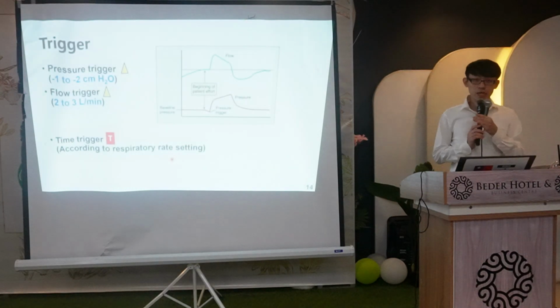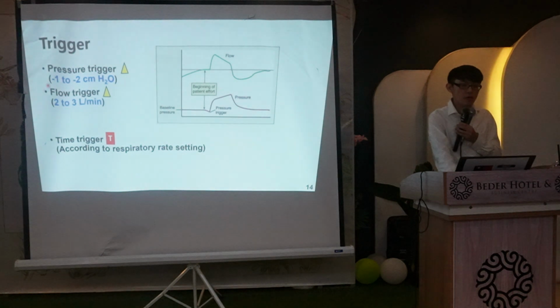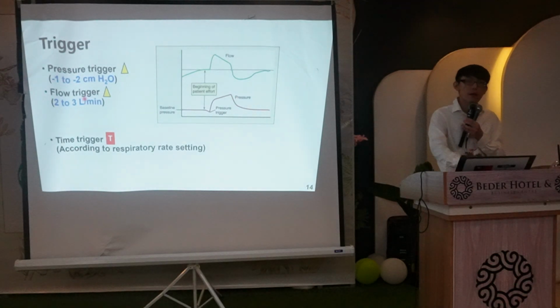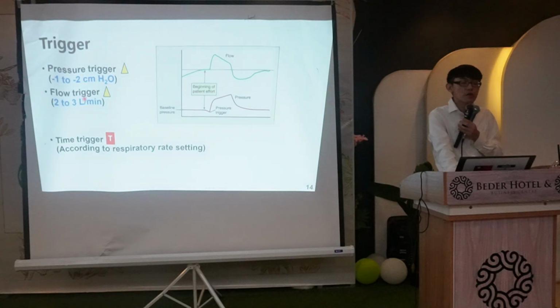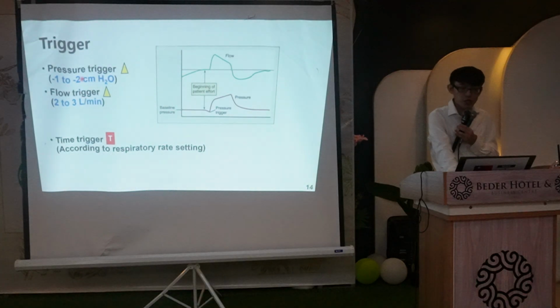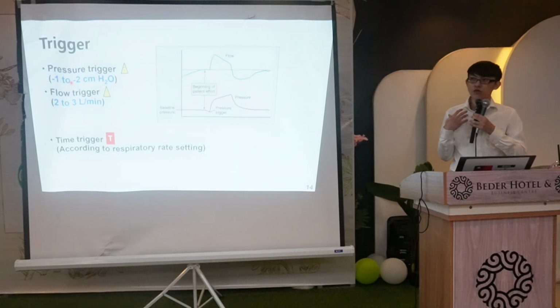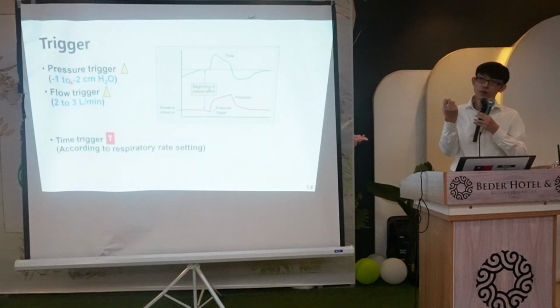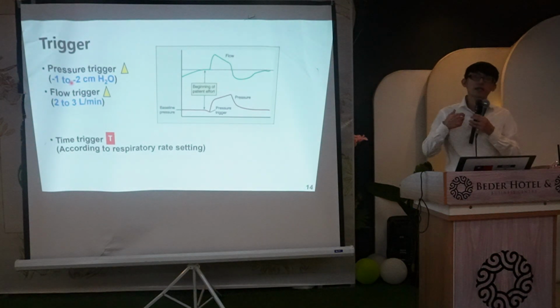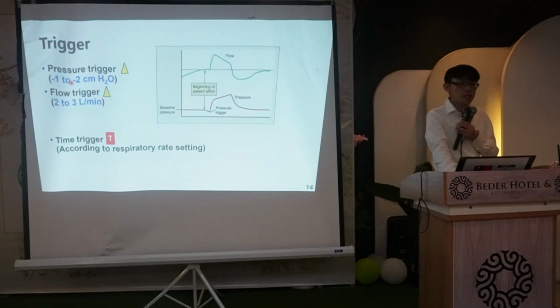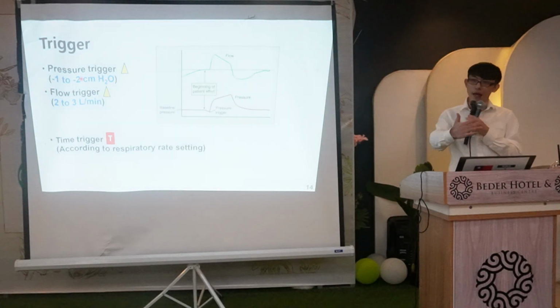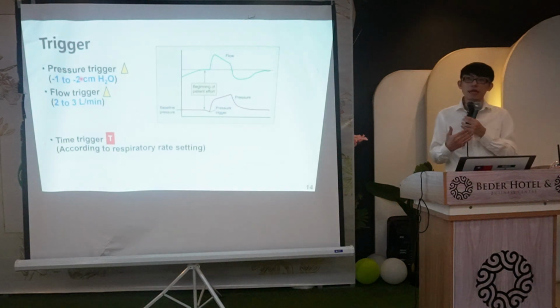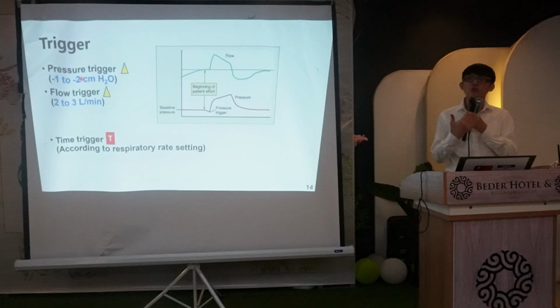And another thing is the trigger. And trigger means that, from above, there is a pressure trigger and a flow trigger. And these 2, we can call them patient's trigger. Okay? So it means that the ventilator senses the pressure decrease, because when the patient is trying to breathe in, the pressure will decrease in the ventilator circuit. And the ventilator can sense these things. So if the ventilator senses the pressure decrease 1 to 2 centimeter water, the ventilator will deliver a breath to the patient. A breath means that the pressure will shift from EPAP to IPAP.